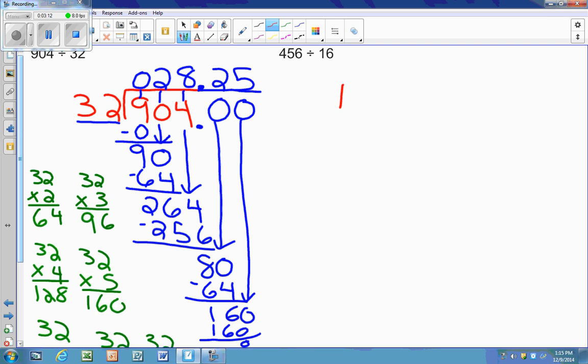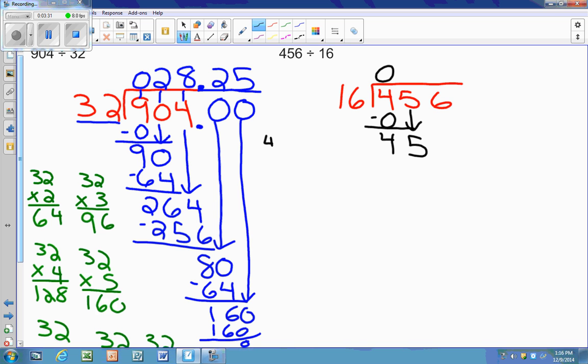So we're going to try another one. First thing I ask myself is how many times can 16 go into 4? Since it can't, I put a 0 up there. And I bring down the next number. How many times can 16 go into 45? If I'm not sure, just like before, I should be making my multiples of 16. And I see that 3 is too big, so it has to be 2. I already did the work, so I know it's 32, and I can subtract.